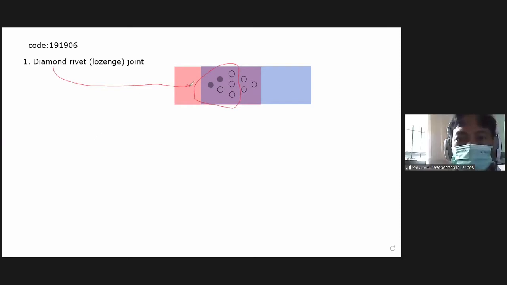Okay, because the number of rivets is increasing. So this is the first row, this is the second row, and this is the third row. The number is increasing 1, 2, and 3. Okay, and it is symmetrical. Left and right hand side are always symmetrical. So that's what we call diamond rivet joint, and you can find this in the bridge structure. So this is usually applied on structural building.